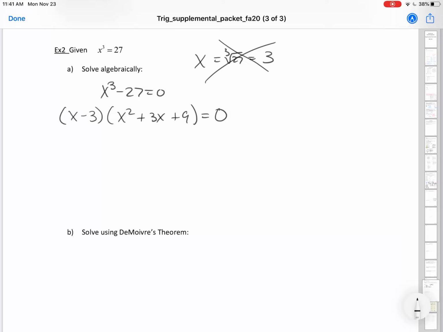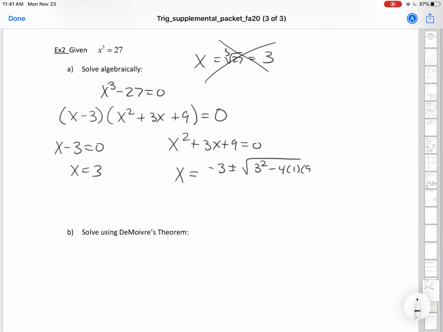But there's the factorization. So one of the factors is x minus 3 equal to 0. And that's the 3 that we already knew. The other two come from solving this. And so this would be a very difficult problem if somebody didn't remember how to factor the difference of two cubes. That's going to be hard. But that's how you'd handle it algebraically. Here we would turn to the quadratic formula and say negative b plus or minus the square root of b squared minus 4ac all over 2a.